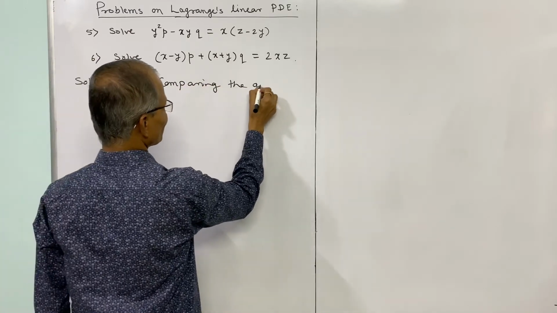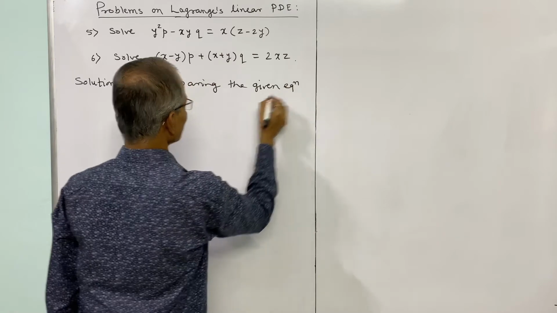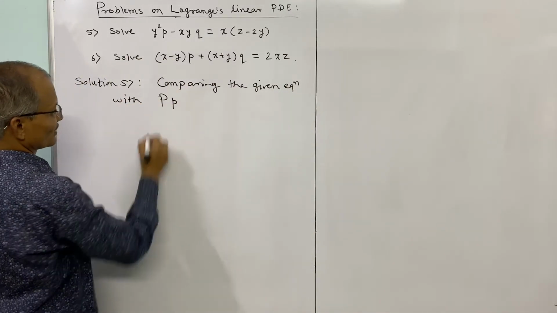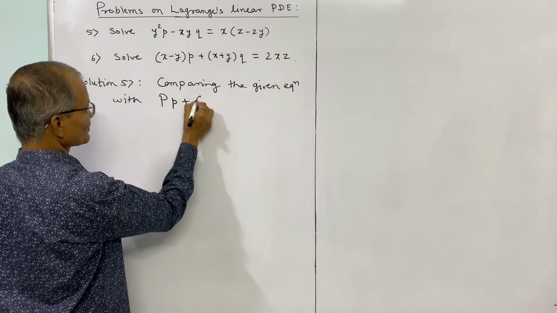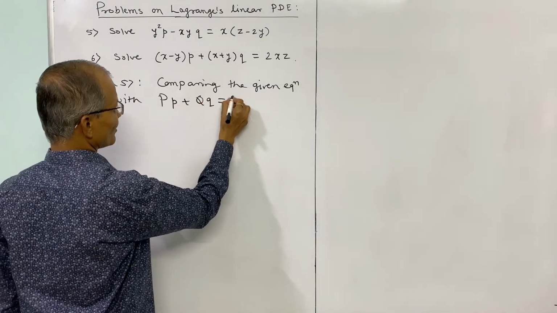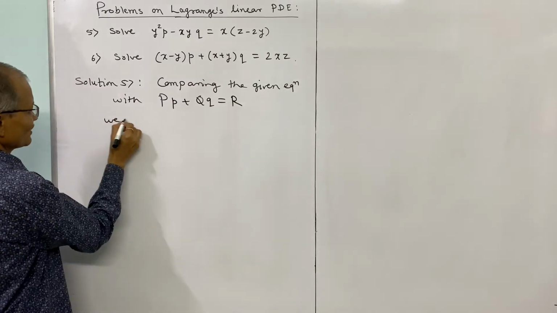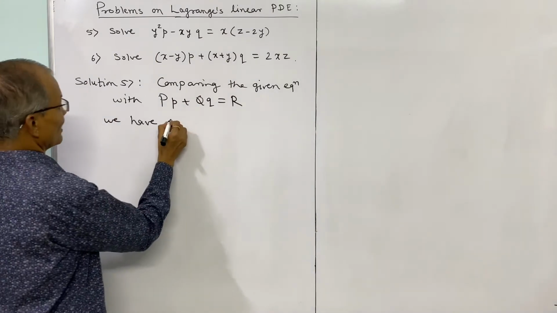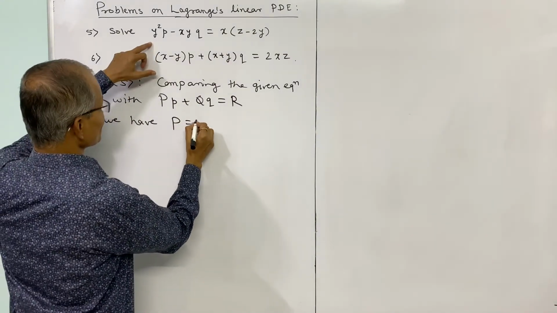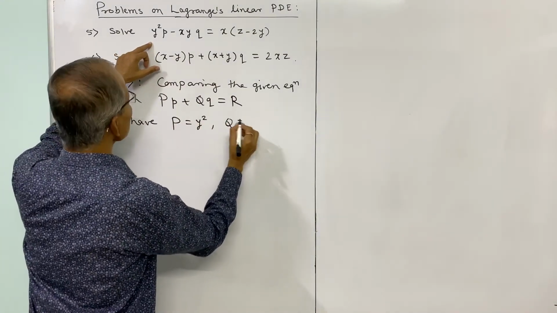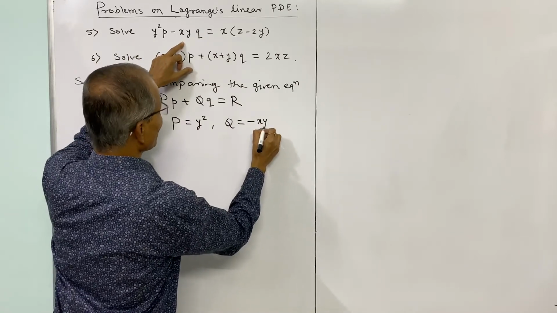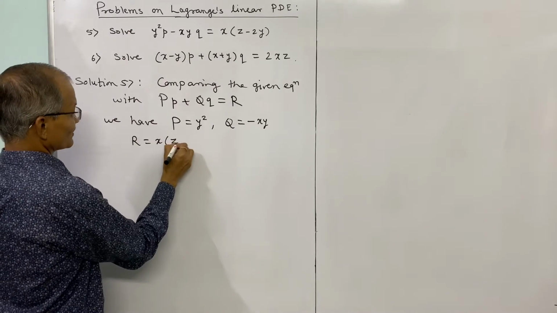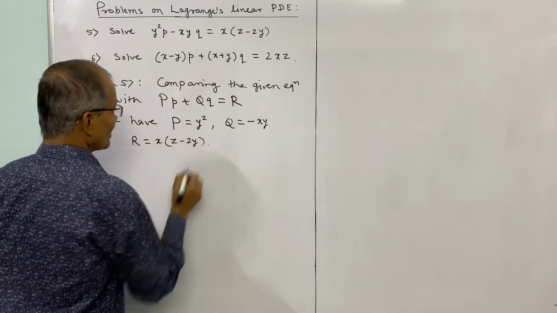the given equation with Lagrange's partial differential equation, capital P into small p plus capital Q into small q is equal to R. So we get the values of capital P, Q, R, which are functions of x, y, z, and we have capital P is y square, capital Q is minus xy, and capital R is x into bracket z minus 2y.